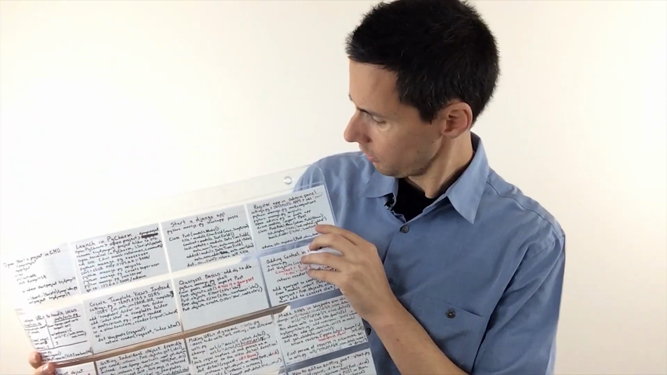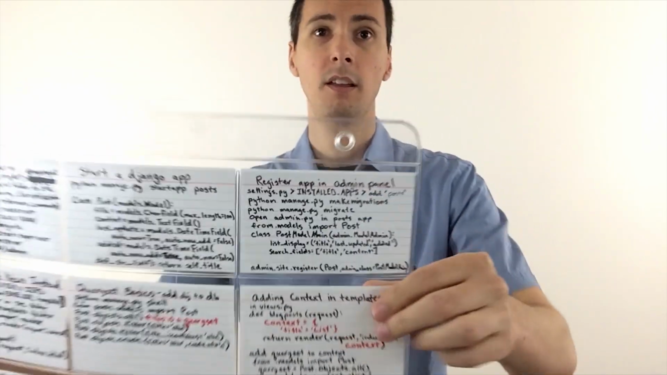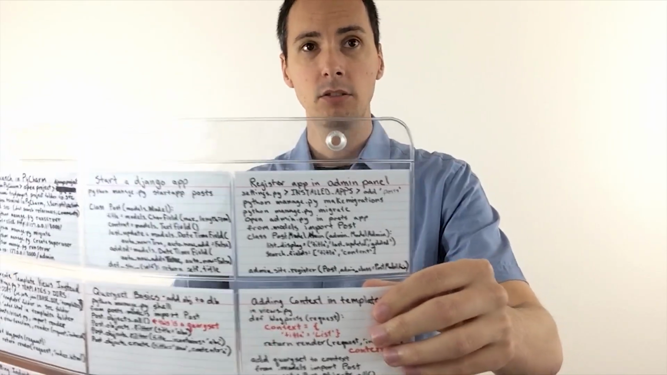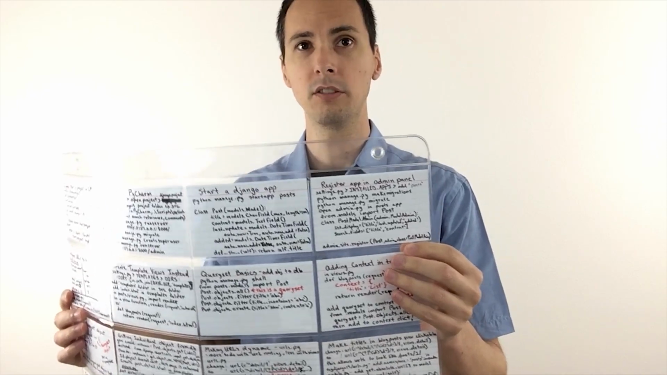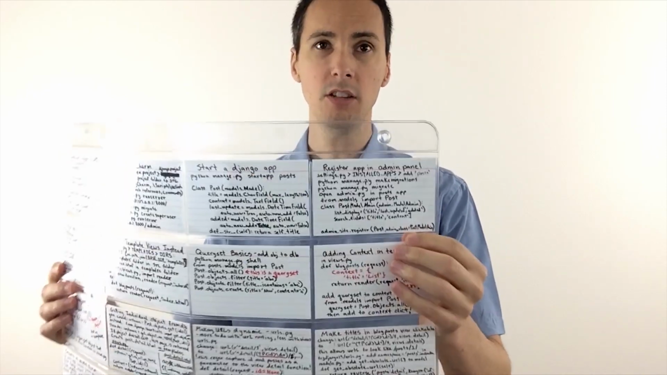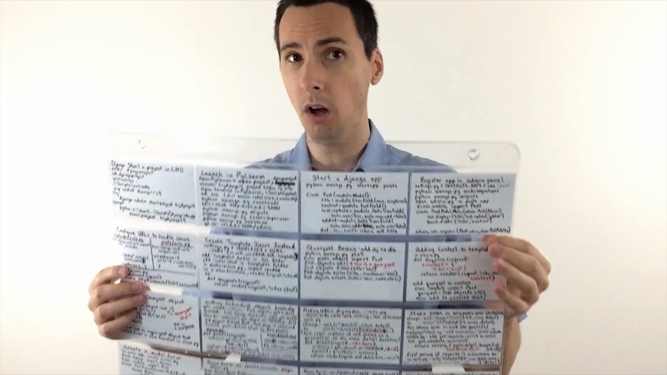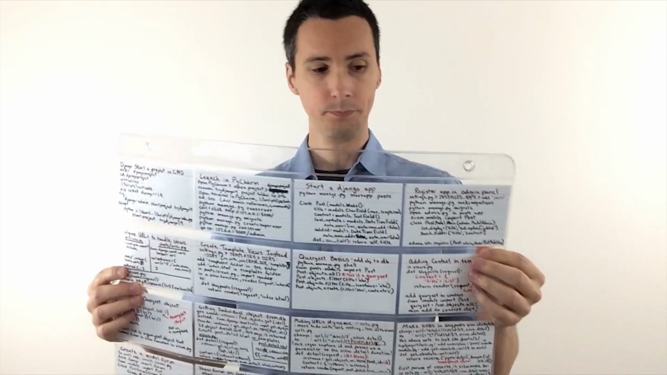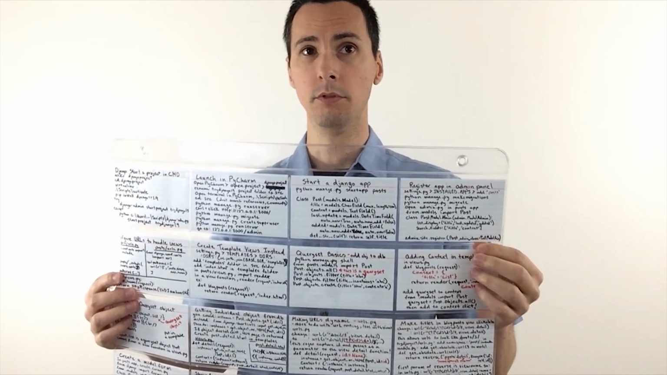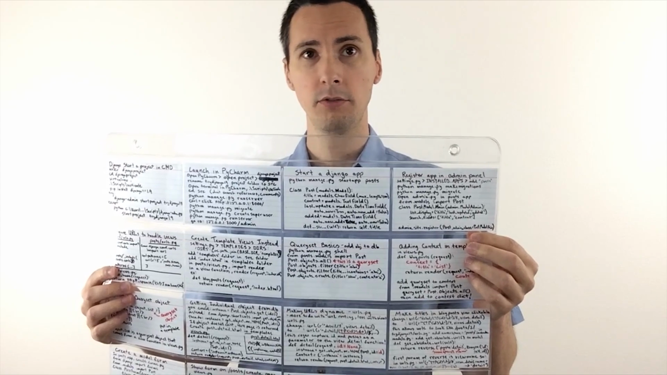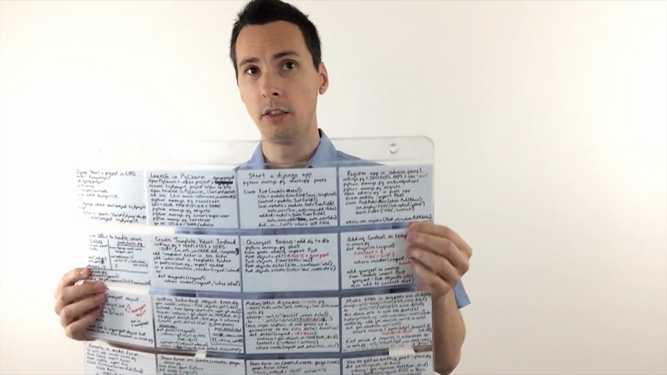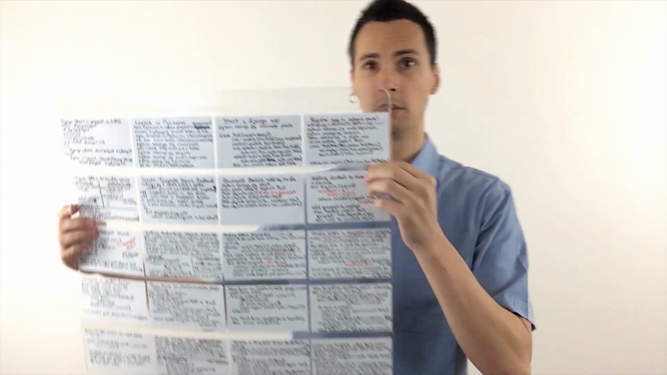So for example, this one here, register app in admin panel. The next time I need to register an app in the admin panel, I don't have to go to Google, search for it, look on Stack Overflow, look through the Django documentation. I don't have to go look through a cloud-based note-taking system. I don't have to sort through a stack of note cards to find the one I'm looking for. I can just look up, review my notes, remind myself, and continue coding. They're right here, visible and easily accessible.